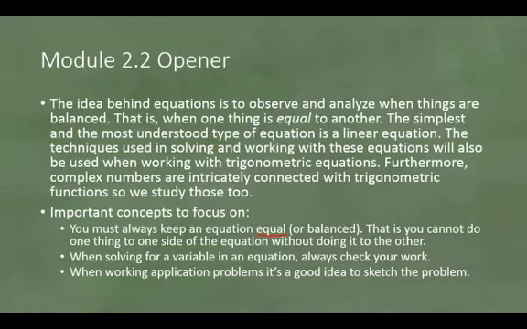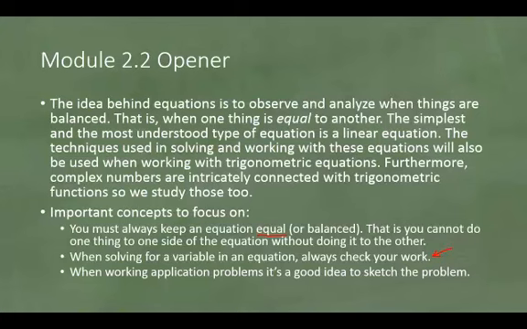When solving for a variable in an equation, always check your work. Now, this is the easiest step. It should be one thing you always do. You want to know if you have the right answer or not, just check it. Just plug the number back in.